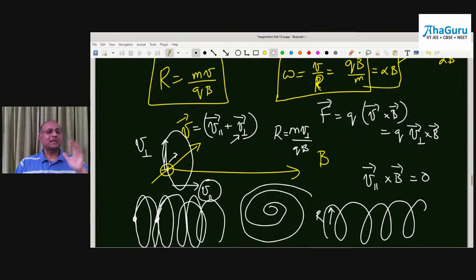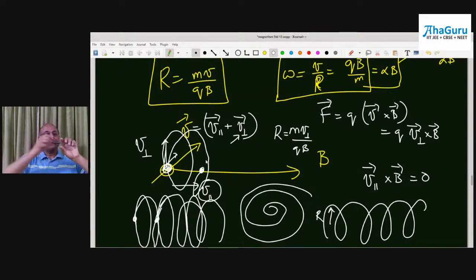Okay, but it's not in a circle. Why is it moving forward? Because of V parallel. So in one time period of going around like this, where it should have come back to the starting point, instead it will come back to the starting point there. Because while it went around like this, actually it was also moving ahead. So it would have gone around like that and then come here. You have to understand that this is three-dimensional, so this is behind.